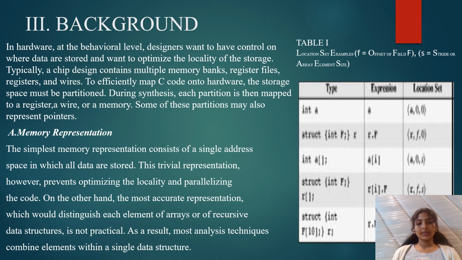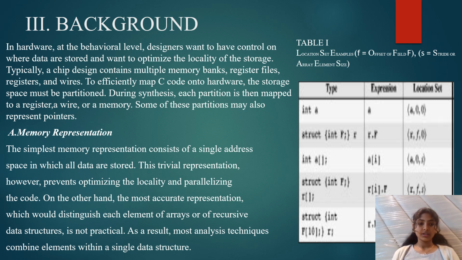Background. In hardware at the behavioral level, designers want to have control on where data are stored and want to optimize the locality of the storage. Typically, the chip design contains multiple memory banks, register files, registers, and wires. To efficiently map C code onto hardware, the storage space must be partitioned. During synthesis, each partition is then mapped to a register, a wire, or a memory. Some of these partitions may also represent pointers.